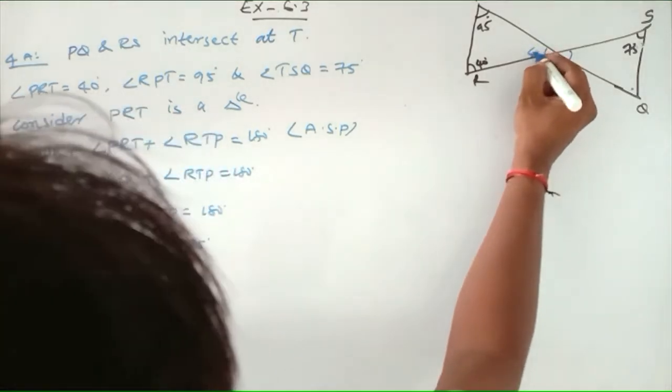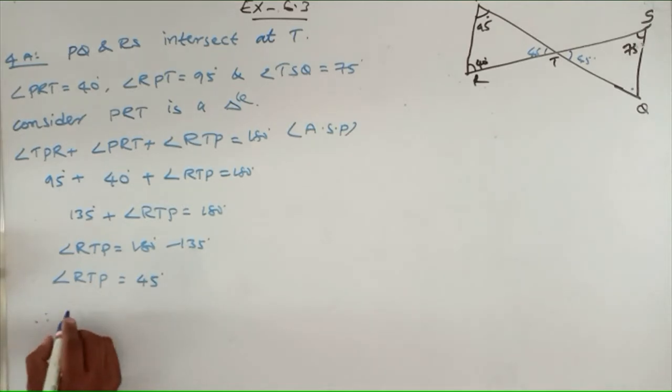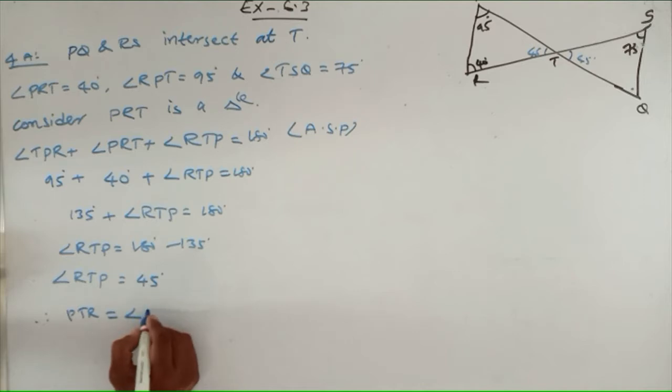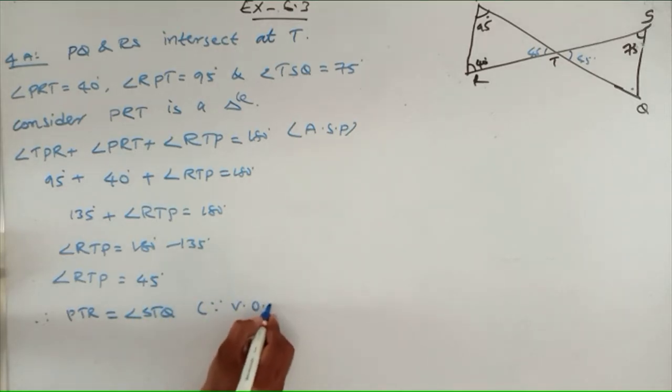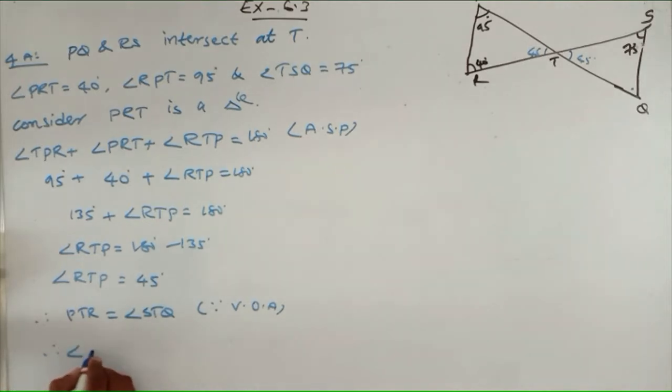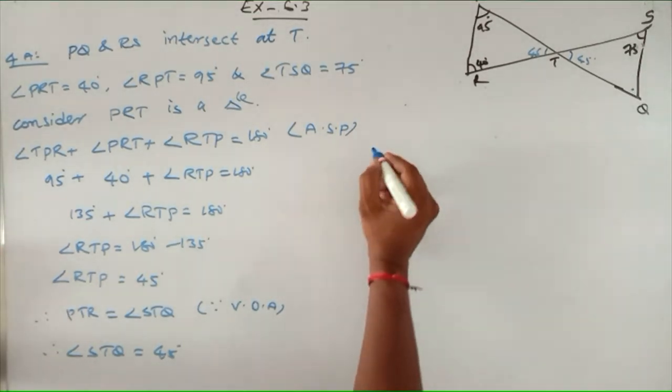This is 45. Then automatically this is also 45. Therefore, angle PTR is equal to angle STQ, since they are vertically opposite angles. Therefore angle STQ is 45 degrees.